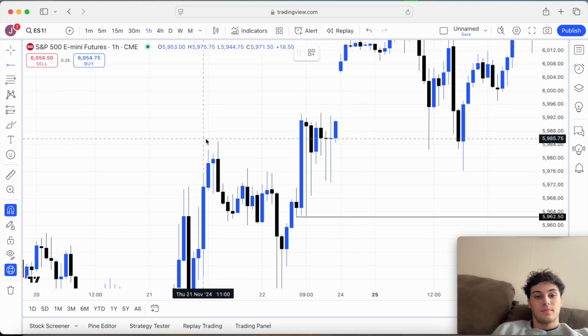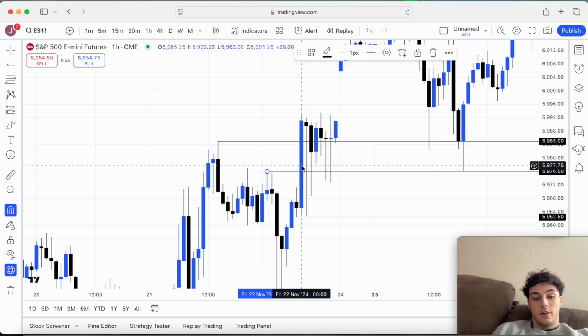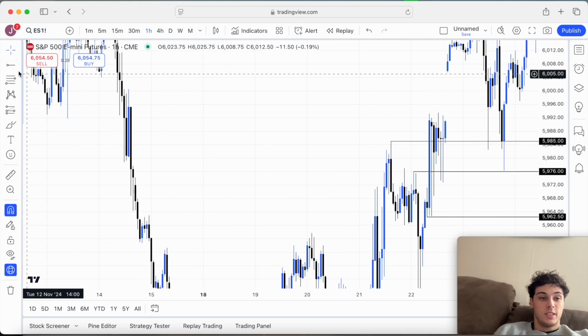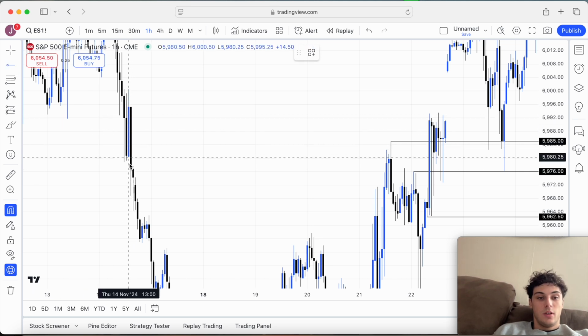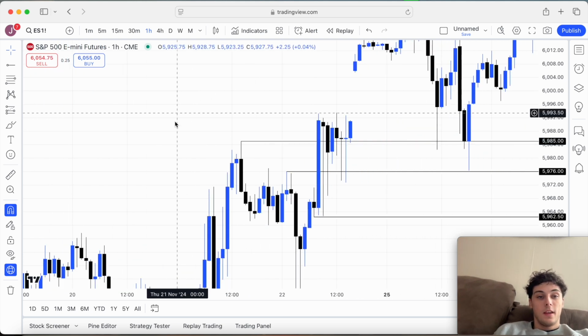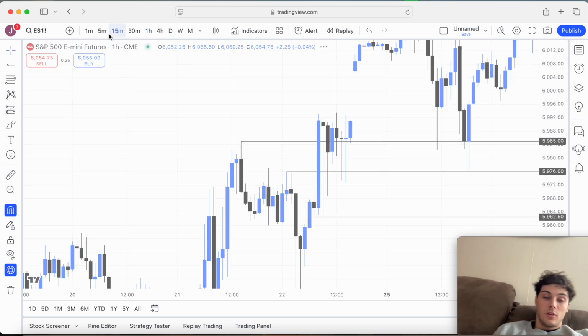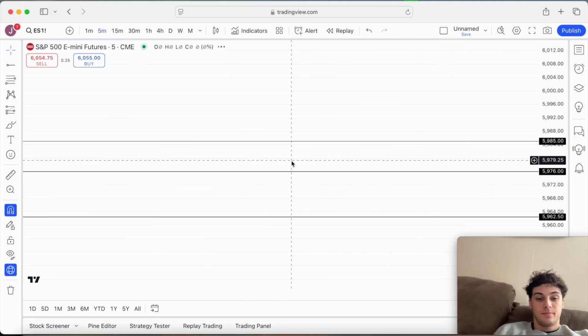All right. So, this example on ES, I just found it. Friday, November 22nd. What do we mark out? We mark out buy side liquidity, sell side. It didn't go up that high. I'm going to get rid of that. Anyways, what do we have? We have buy side, we have sell side. Cool. Go down to the 5-minute time frame.